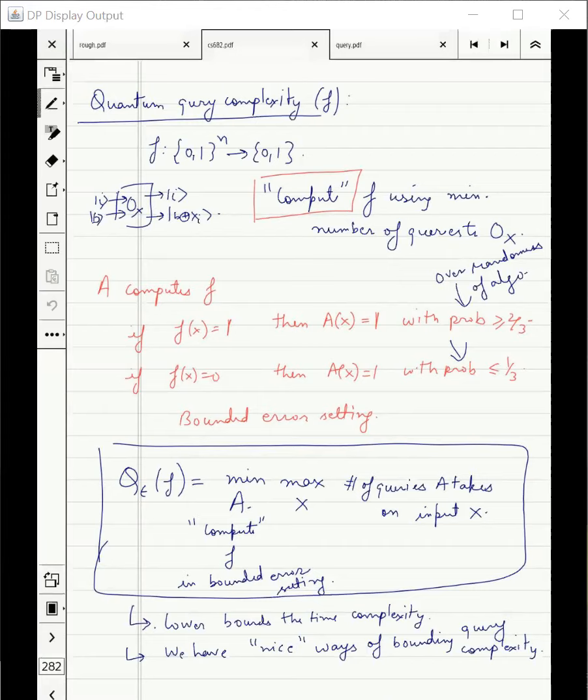Now what is the query complexity of an algorithm? The quantum query complexity of an algorithm computing F is actually this quantity, max over x, number of queries A takes on input x. It's the worst case queries required for any input. Okay. That's how we define it. And then we want to find the best such algorithm, because there can be multiple algorithms which compute F, right? Sure. That's why we have this min-max formulation.